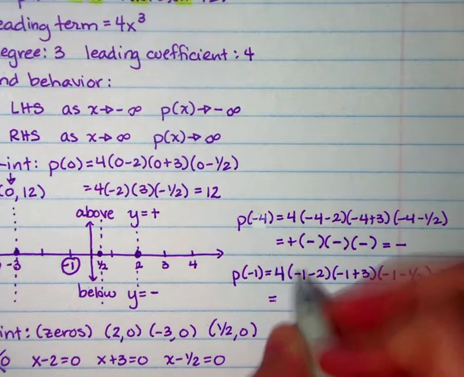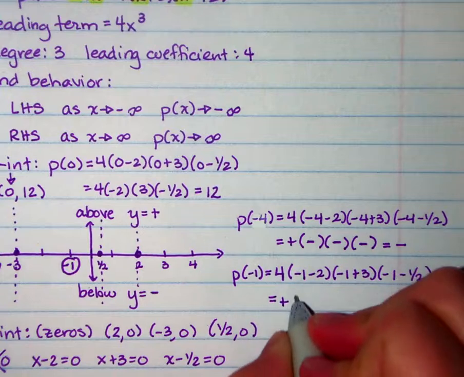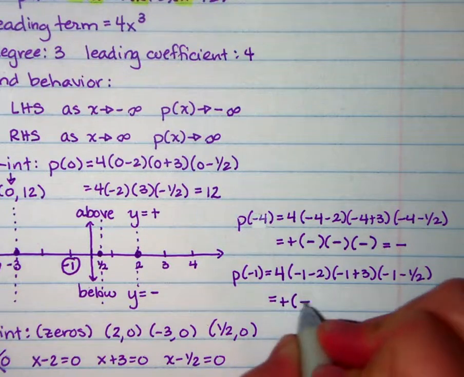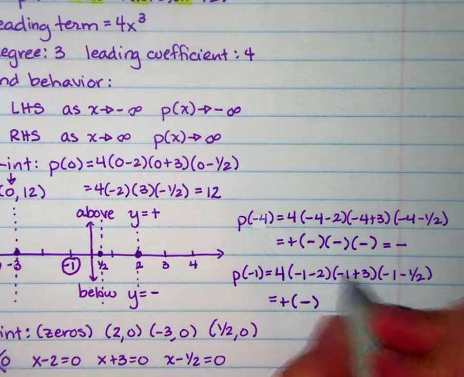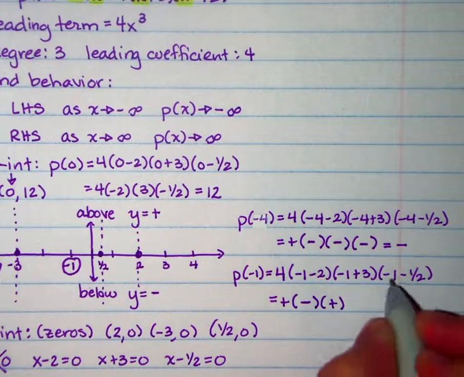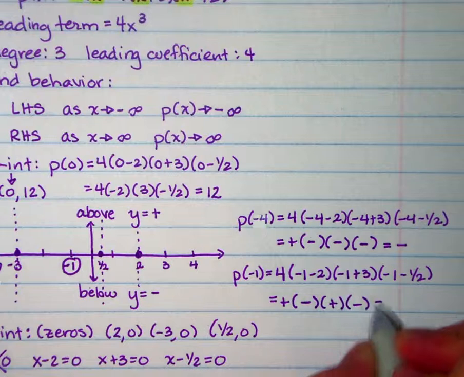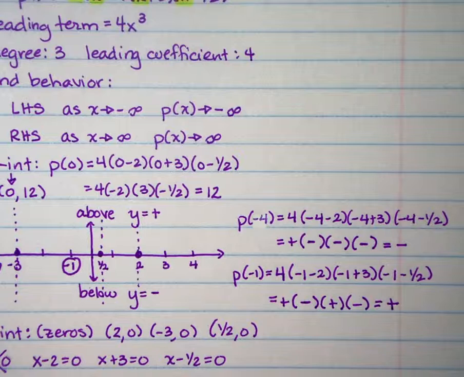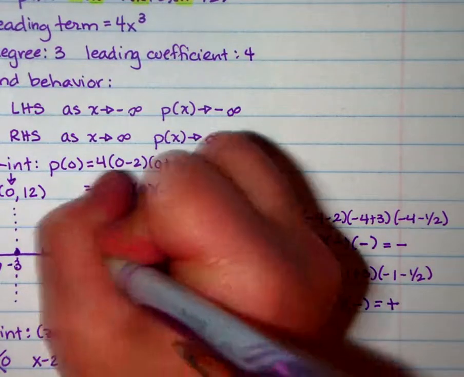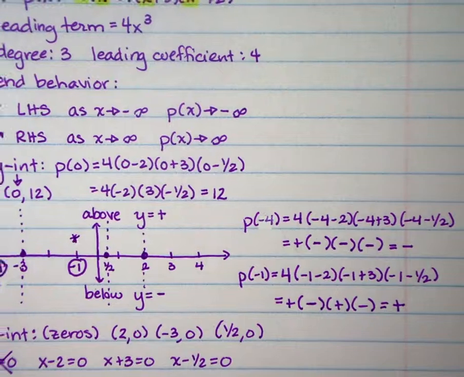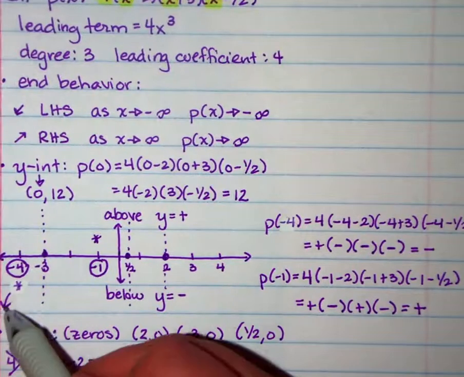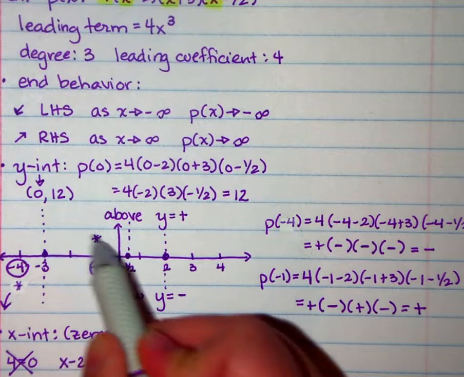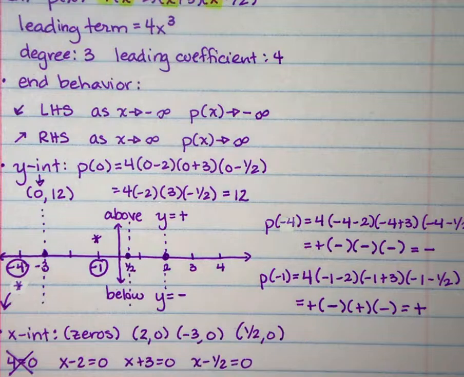And so value-wise, again, the 4 is always going to stay positive. Inside this first binomial, -1 minus 2 is a negative number. -1 plus 3 is a positive number. And -1 minus 1/2 is another negative number. And now I have an even number of negatives, which means the value will be positive if I plugged all that in my calculator. So I'm up here in this zone. So what that's telling me is that if the graph is starting from the left, it has to go up through the -3 and stay up here in this zone before it goes down to the 1/2.